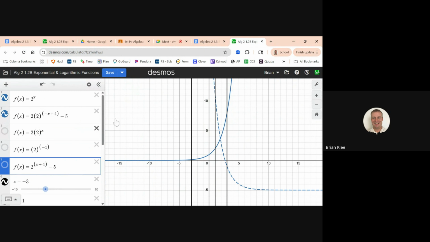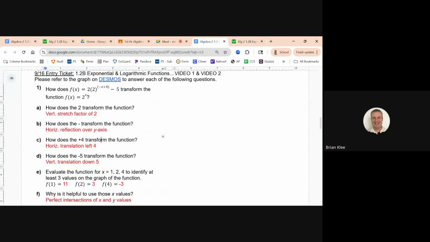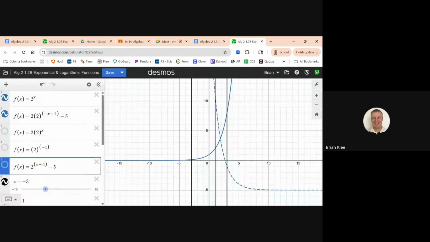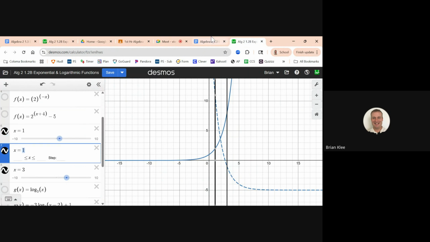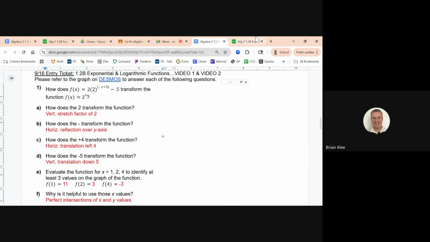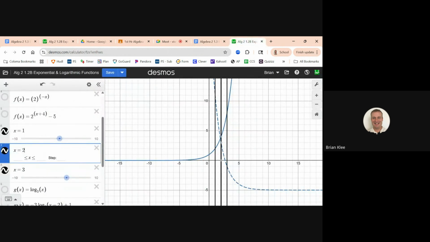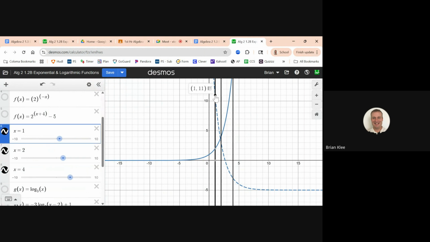And then lastly, looking at a couple values. So if I'm asked, what's the value at a certain number on a function? All I got to do in Desmos is type in what those are. So x equals 1, x equals 2, and x equals 4, okay? So at a 1, we get 11 on the dashed function. At a 2, we get a 3, and at a 4, we get a negative 3.